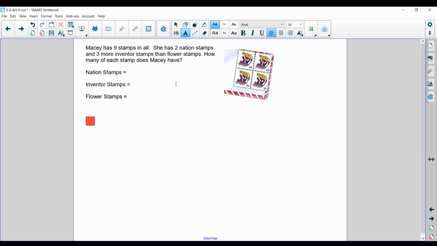So I'm going to use my counters to show my picture. Macy has 9 stamps in all. She has 2 nation stamps. So I'm going to take my 2 stamps and 2 nation stamps. 1, 2. And she has 9 stamps in all.